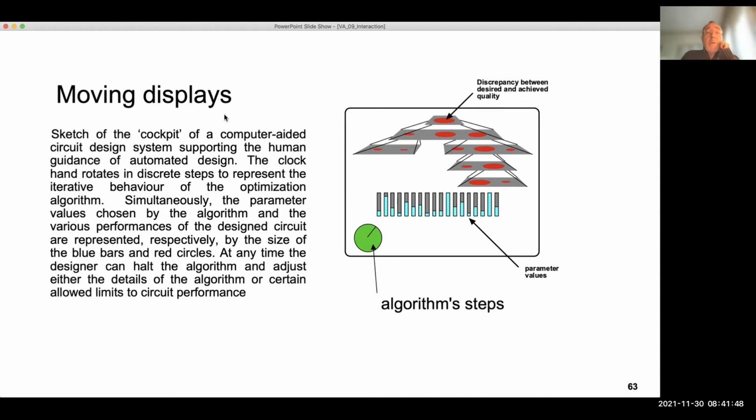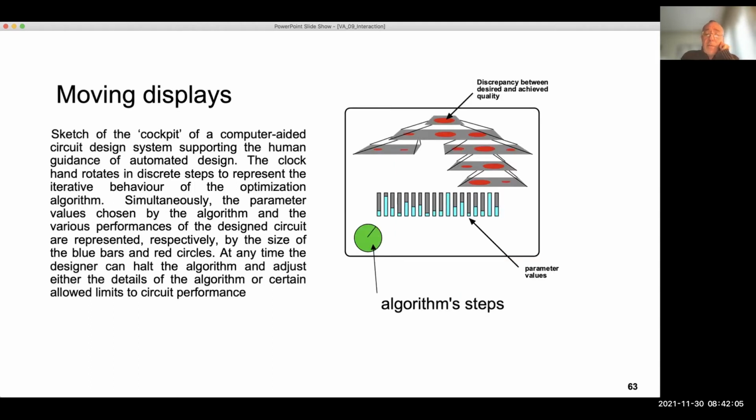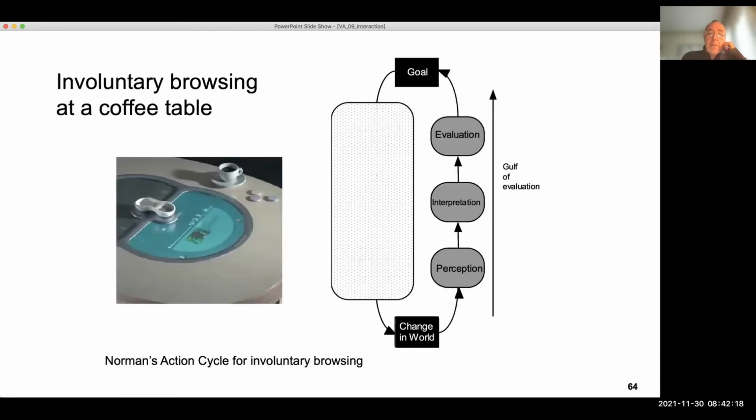However, this is called a moving display, which has some control over parameters or initialization or whatever. And you can have a control here. Here it is data driven. Here instead is user driven. You are asking the system to go to the next step. And here the exploration, the information space, is the flow of the algorithm, of the process.